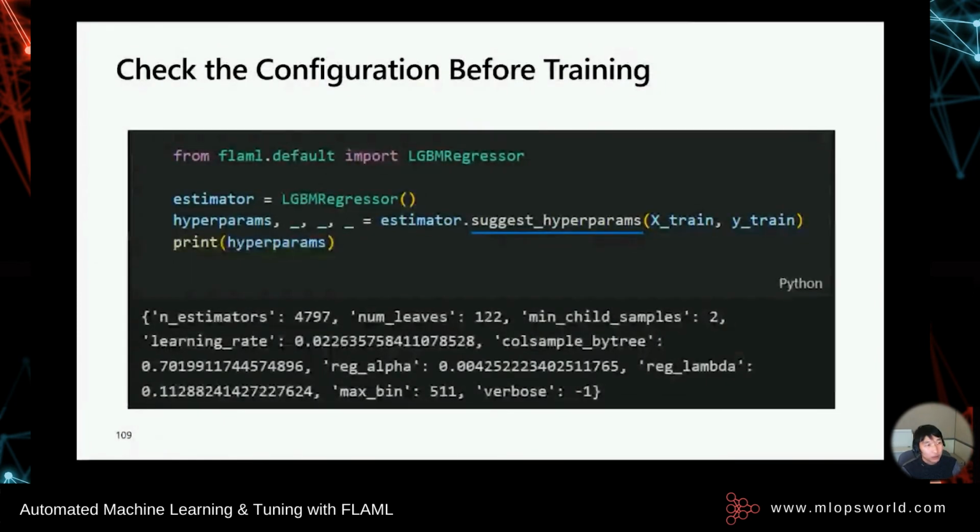Can I check the configuration before training? Yes, you can use this method to find the suggested configuration. For example, when you run this code with the houses dataset, it will return the hyperparameter configuration instantly without training the model. You can print the configuration as a dictionary in case you want to check it before you use it for training.